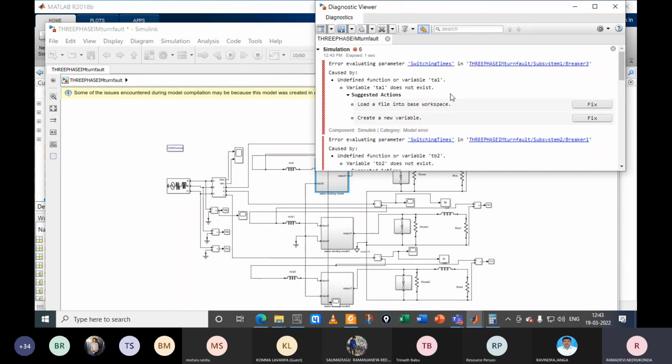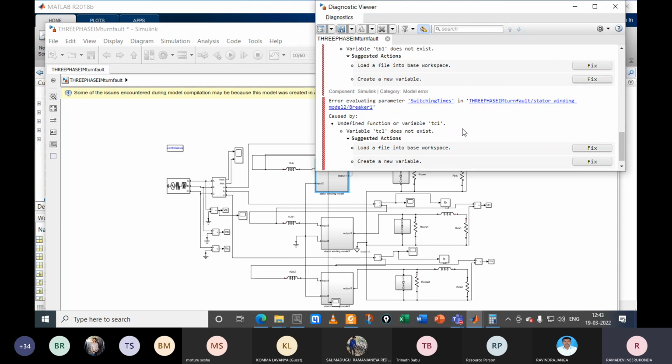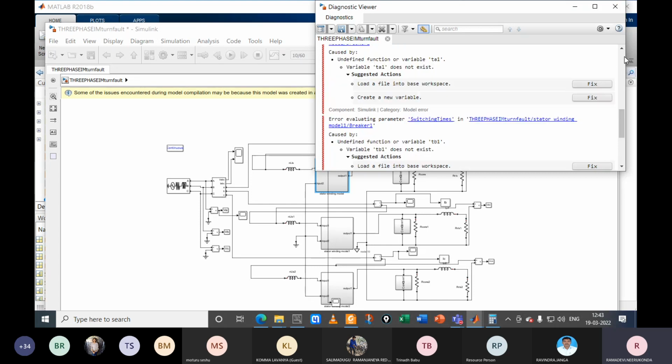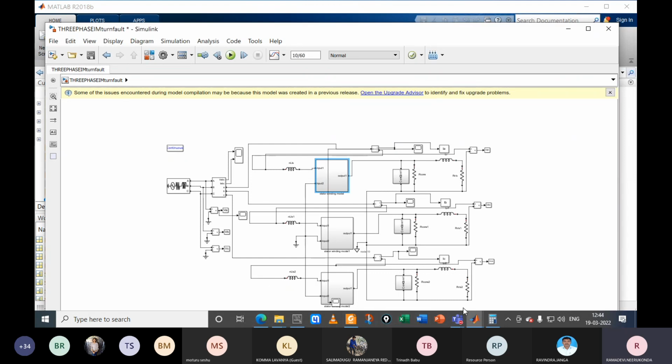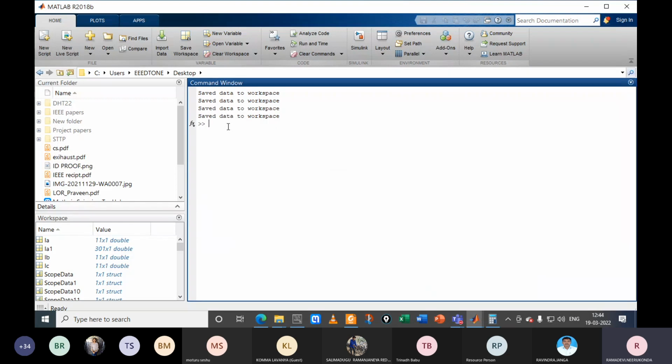So it's given as an error, TA1 does not exist. So because of that, it's not executed. TB2 is not given, TB1, TC1. So those values are not given. So because of that, it's given as the error. So I defined these variables. Those variables are given for the convenience of simulating the different switching instances.